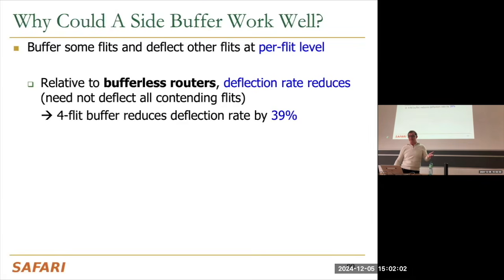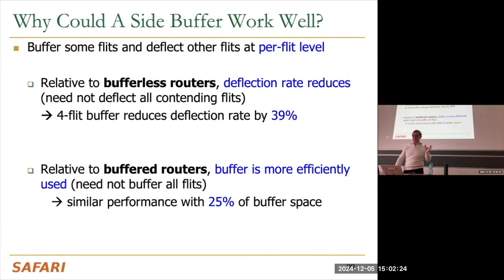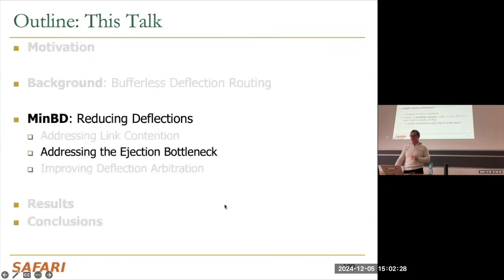That's good. And we did some studies. If you have only a 4-flit buffer, deflection rate reduces by 39%. Clearly, you can add more buffering. And relative to buffered routers, buffer is much more efficiently used. You use the buffer only when it's really absolutely necessary. Right? Buffered routers essentially use buffers for everything. And you can try to optimize that also. So you can basically get similar performance with 25% of the buffer space.